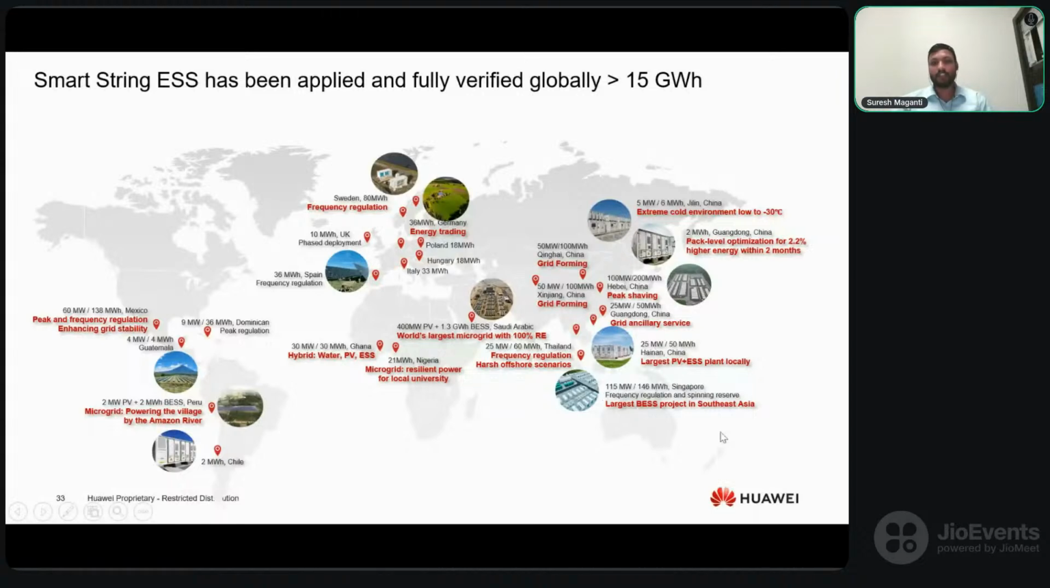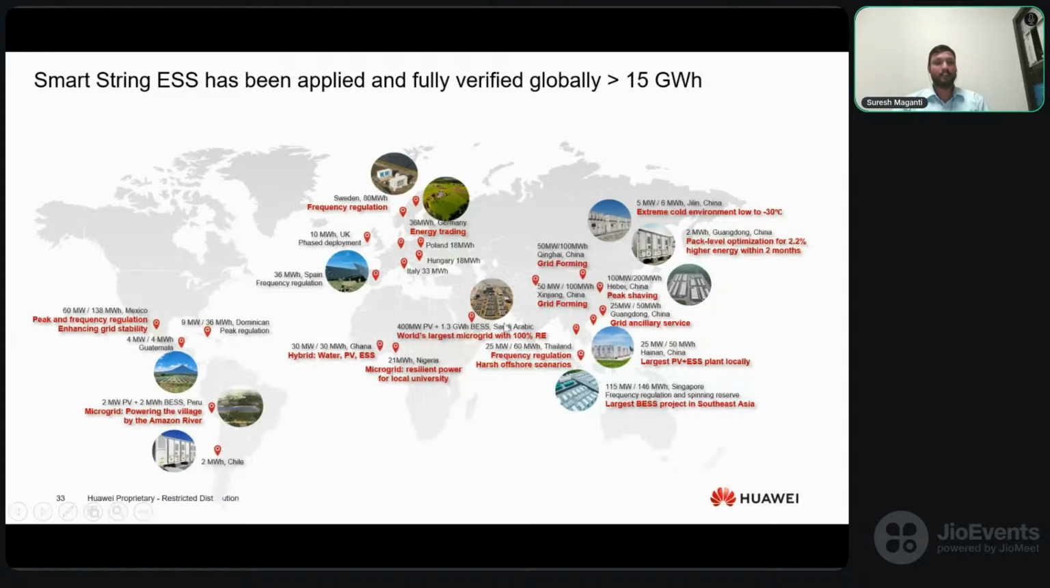This is the frequency regulation project in Singapore, which is around 40 megawatt hours. And also another plant, the world's largest microgrid, of 400 megawatt PV and 1.3 gigawatt hours. So that is 1300 megawatt hours of battery energy storage.